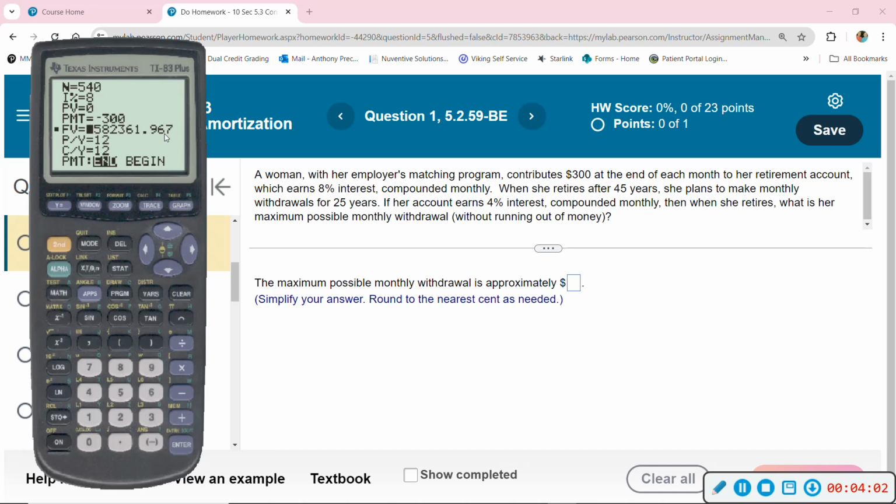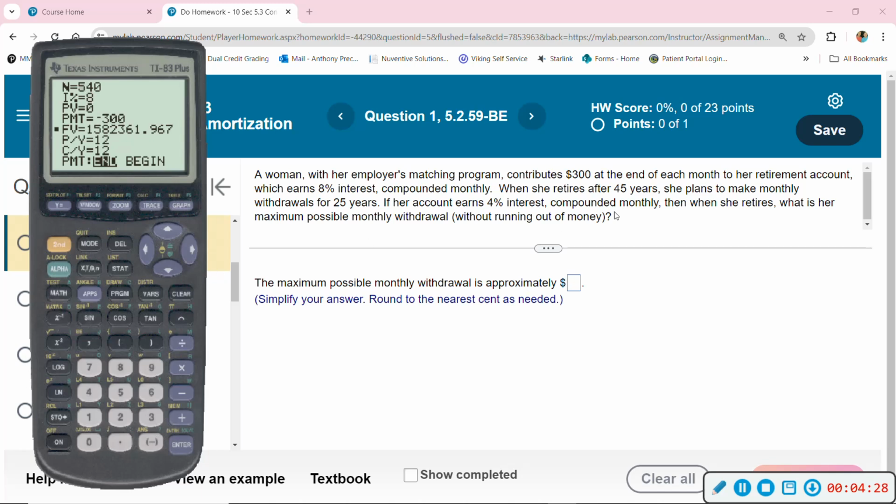Now, when she retires after 45 years, she plans to make monthly withdrawals for 25 years. So I'm now going to start the second part of this. I'm going to have to go through and change N and the interest rate. And this future value here is now a present value. So let's get started.